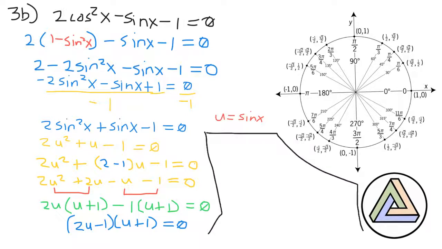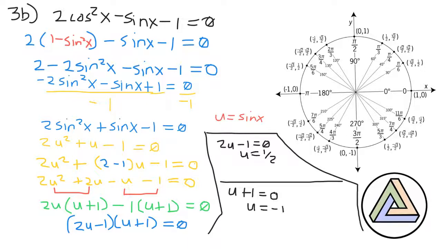Let's see if we can do the rest of the problem over here. So what do we have? We have 2u minus 1 equals 0. That's one equation. And we're going to have u plus 1 equals 0. That's another equation. So we're going to focus on this top scenario. If you were to solve for u, you would end up getting u equals 1/2. If you were to solve for u over here, you would end up getting u equals negative 1.